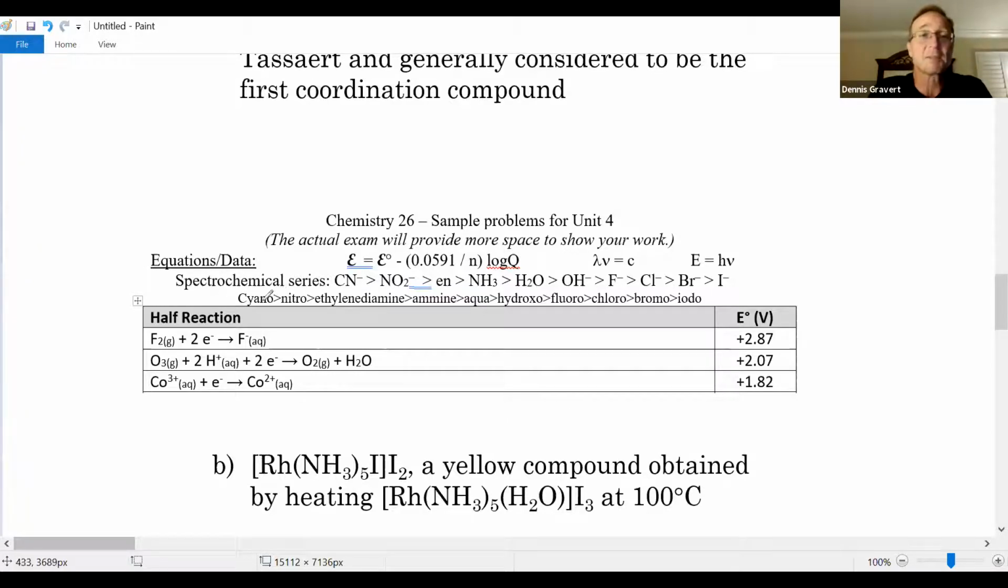You don't have to memorize them. I'm going to give you this just in this form. So CN is cyano, NO2 minus is nitro, en is ethylenediamine, and then NH3 has the name ammine. That's the ammonia molecule. We've got water, next is aqua.